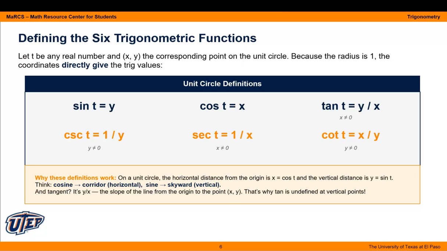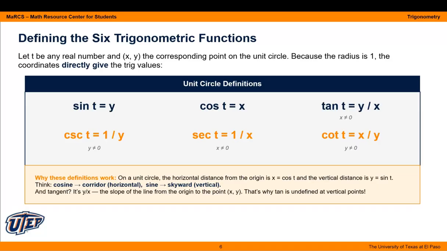Now we come to one of the most important slides in this lesson. Let t be any real number and let (x, y) be the corresponding point on the unit circle. Then the trigonometric functions are defined as follows. Cosine t is equal to x, sine t is equal to y, and tangent t is equal to y over x when x is not equal to 0. And the reciprocal functions are cosecant t is equal to 1 over y when y is not equal to 0, secant t is 1 over x when x is not equal to 0, and cotangent t is x over y when y is not equal to 0.